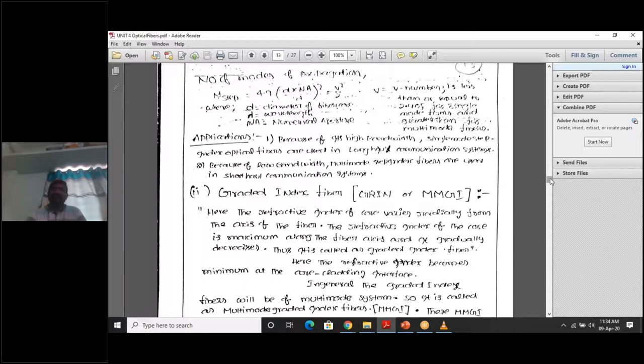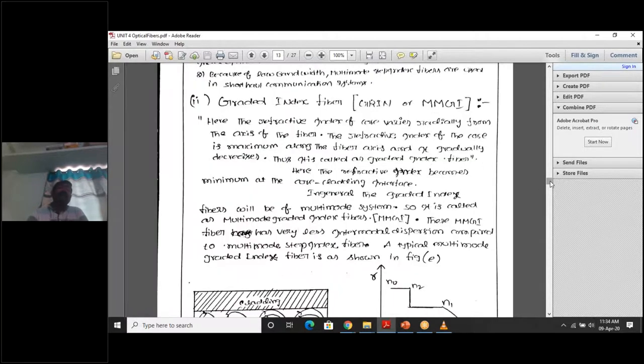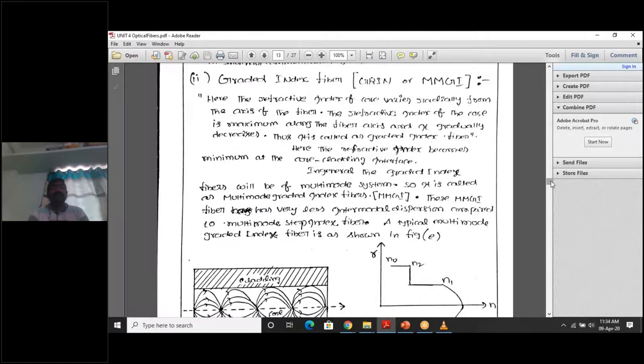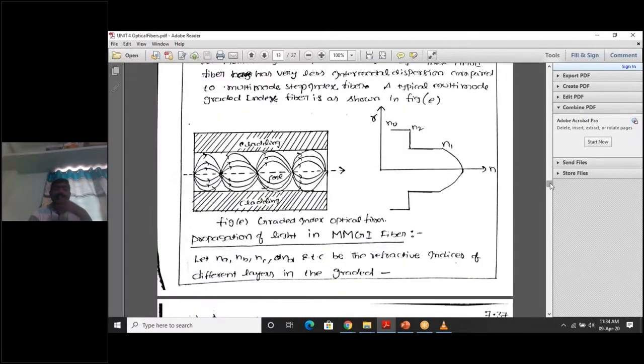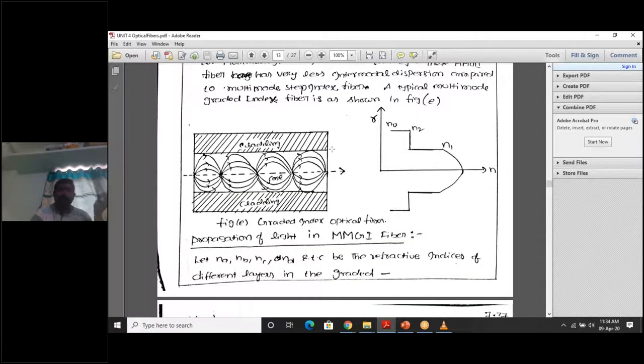These are the applications. To avoid the time lag at the output in the multimode step index optical fiber, we have the graded index optical fiber. What is the specialty of the graded index optical fiber? You see the structure. This is the core part, and this is the cladding. This is the cladding, and this is the core.